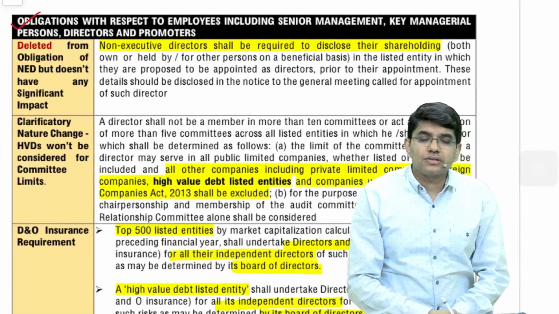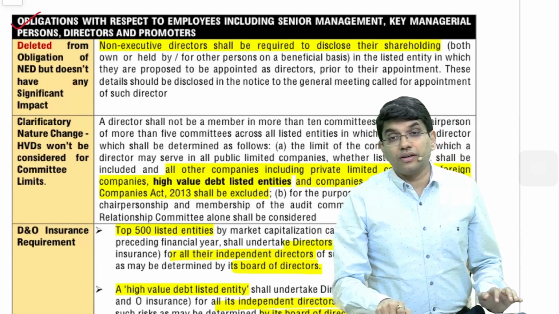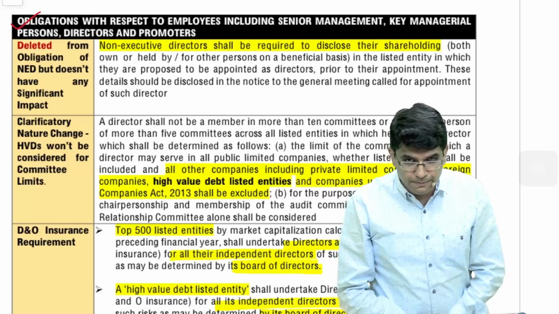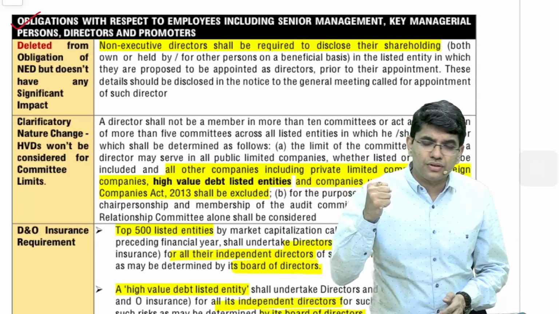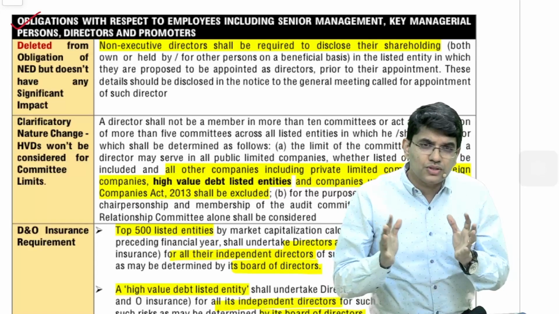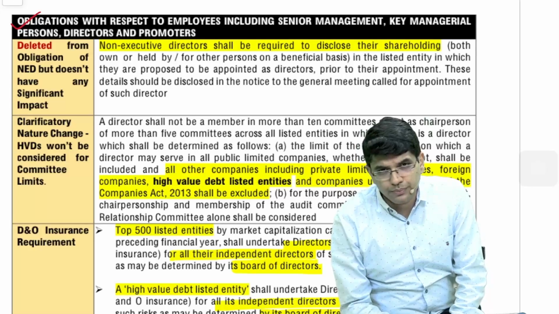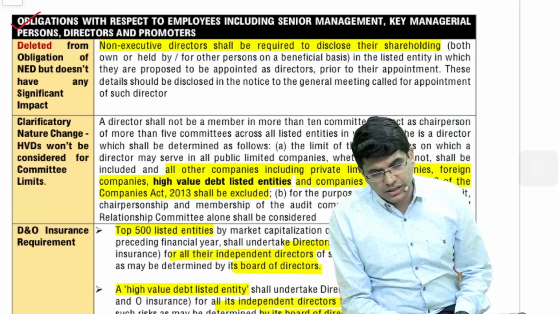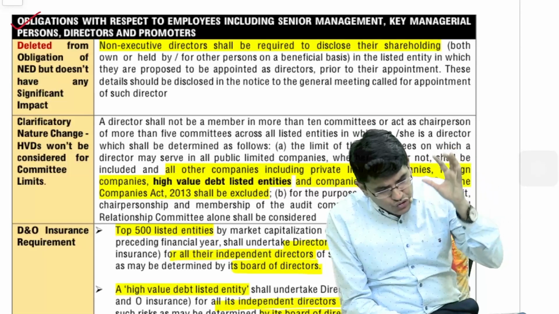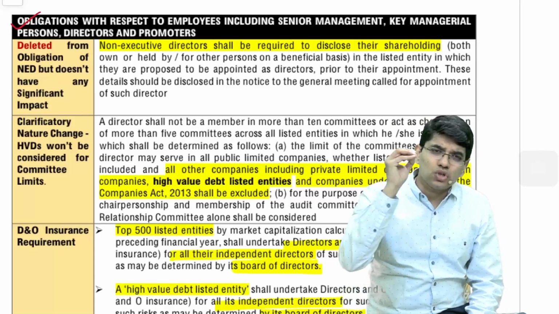Next is obligations. See, corporate governance means FAT: fairness, accountability, and transparency. Taking decisions keeping everyone in mind, fairness. People should work with responsibility, and there should be transparency of information. And directors and senior management play an important role. So LODR specifies what are the obligations of the directors, key managerial persons, and senior management. They have specified obligations. So there are changes in these obligations.